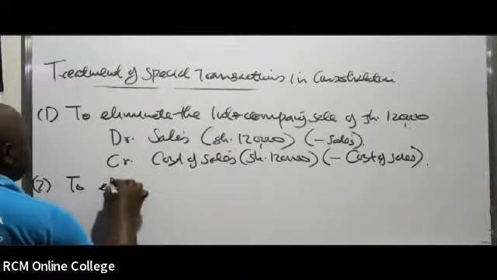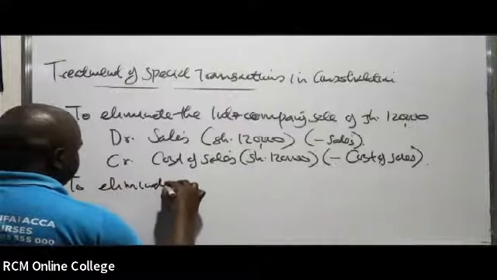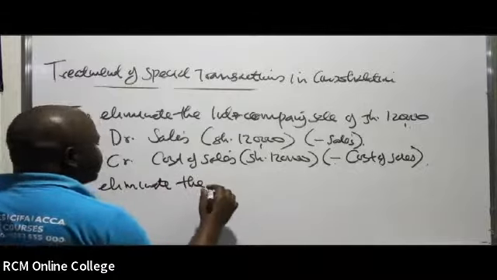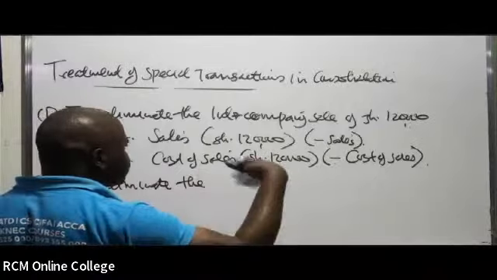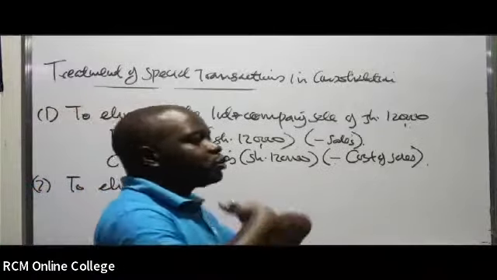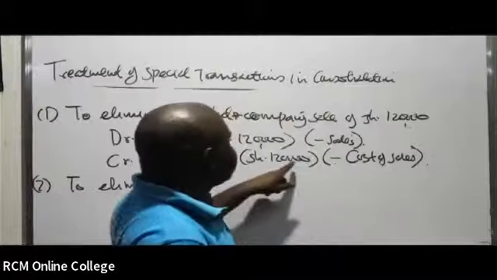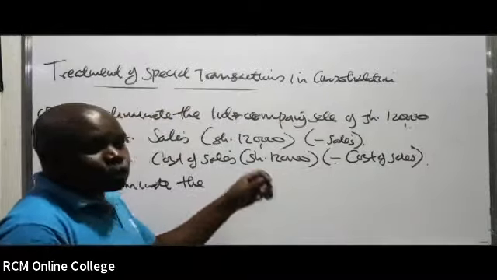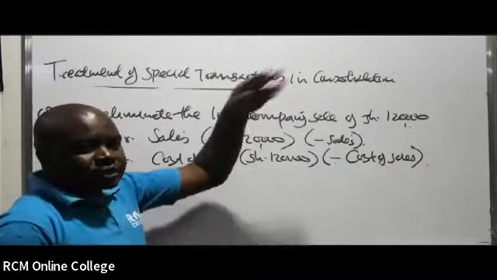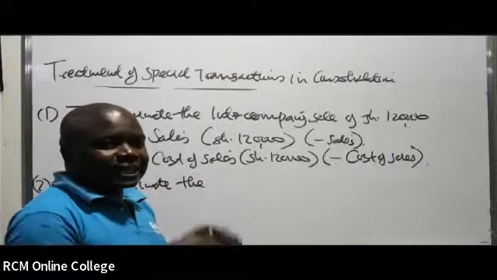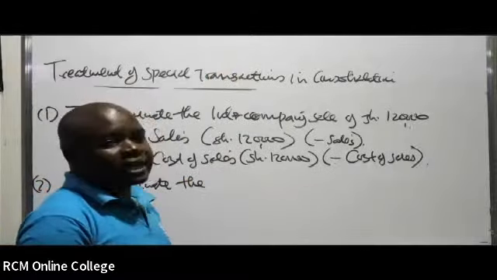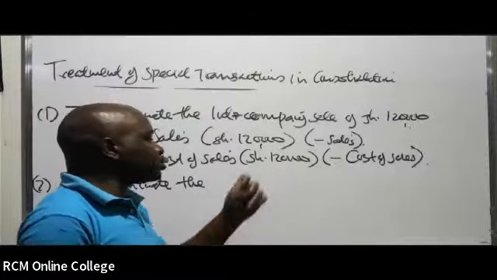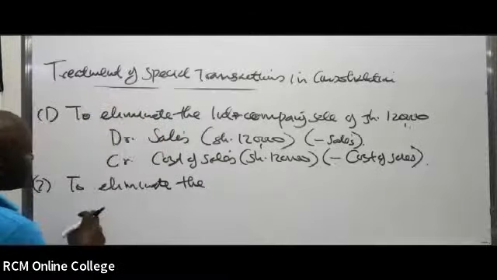That's how you treat unrealized profit on closing inventory. They sold to a member of the group worth 120,000, but these goods are still in stock. That member of the group has not disposed of them. They are still in the closing stock, so they have not been able to realize a profit out of these goods. So this is what unrealized profit on the closing inventory is.